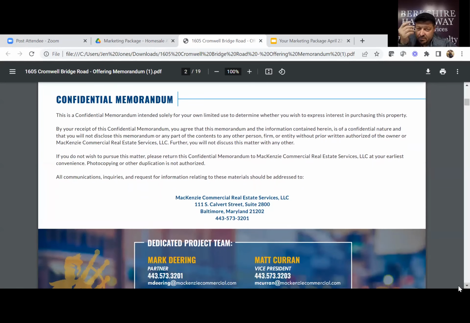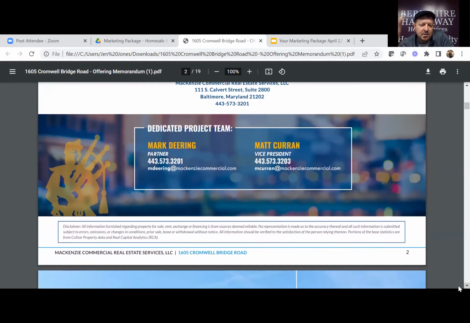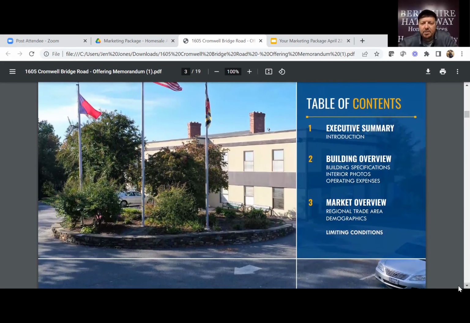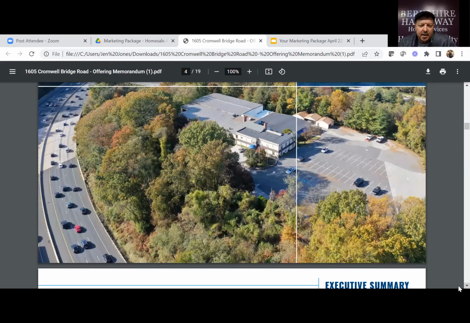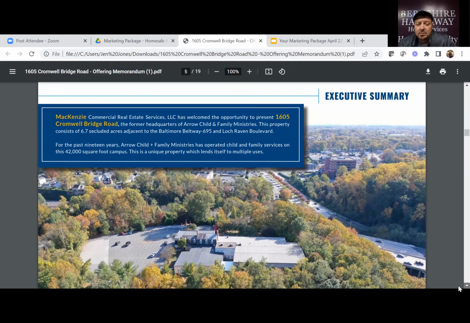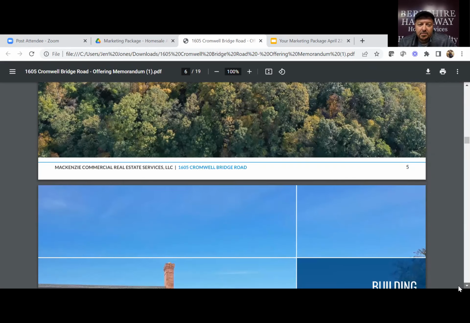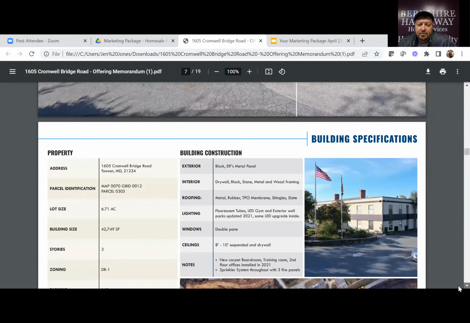So that was the cover property, and then confidential information, broker contact information, and table of contents, executive summary, building overview, market overview, which includes the regional, trade area, and demographics. This was for a potential church as well. It talks about the previous company. Building overview, it's got photos in there.